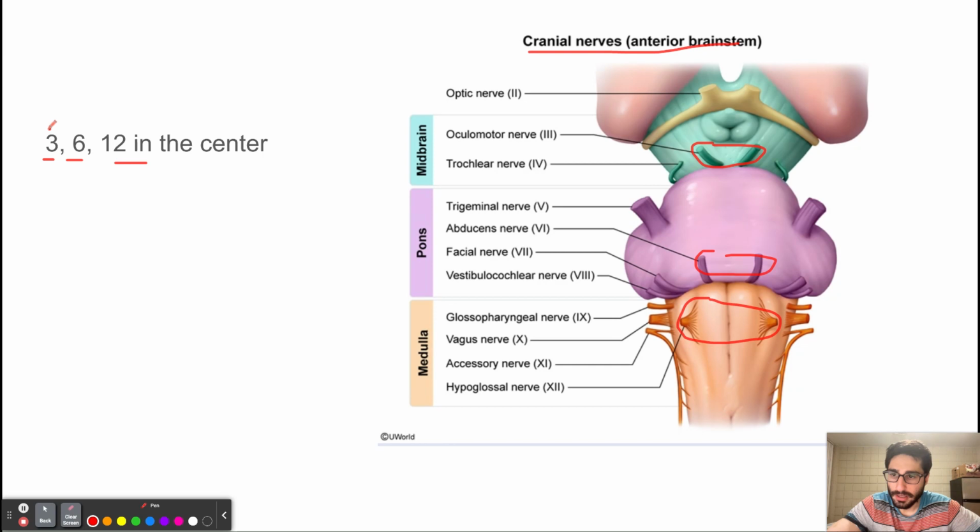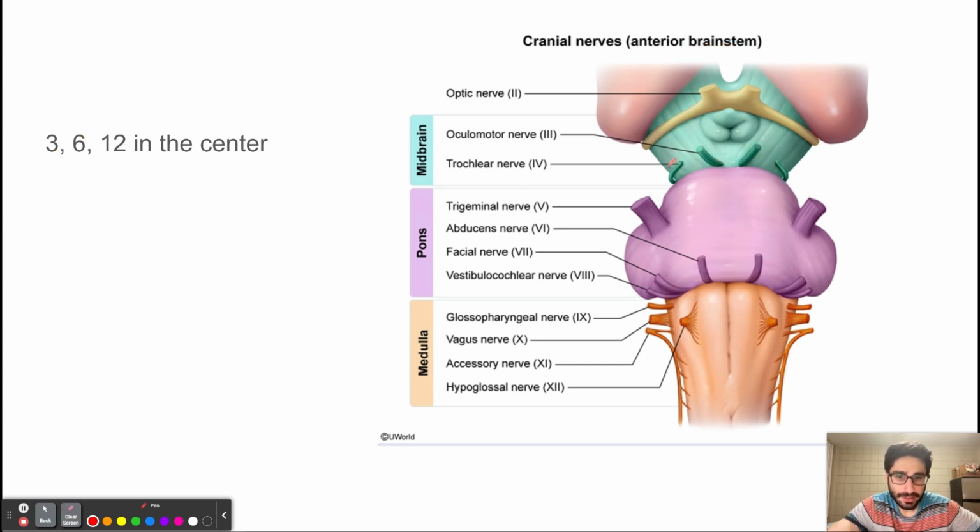So if you double 3, you get 6. If you double 6, you get 12. So this is another way in which you can remember this. So in the midbrain, we have cranial nerve 3, and then when we get to the pons, we're going to double it to get 6, and then in the medulla, we're going to double it again to get cranial nerve 12. Now this is going to be the optic nerve, and this is kind of easy to identify because it's so different from the rest.